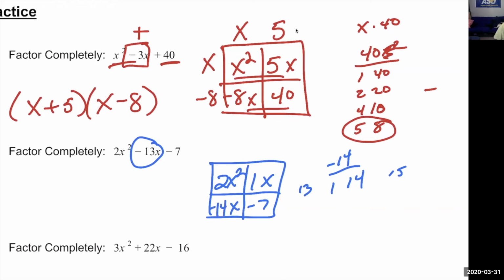GCF now, across the top, 2x squared and 1x is x. Across the bottom, -14x and -7, I'm going to take out a negative, and then 14 and 7 is just 7. Up and down, 2x squared and -14x is 2x. 1x and -7, my GCF there is 1. So it's 2x plus 1 and x minus 7.